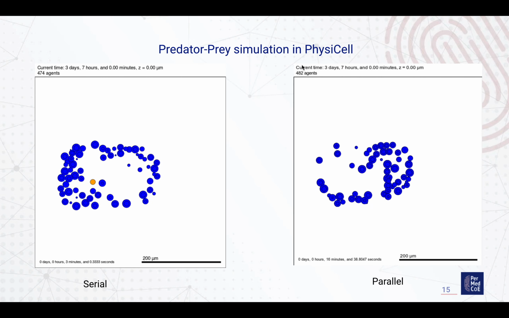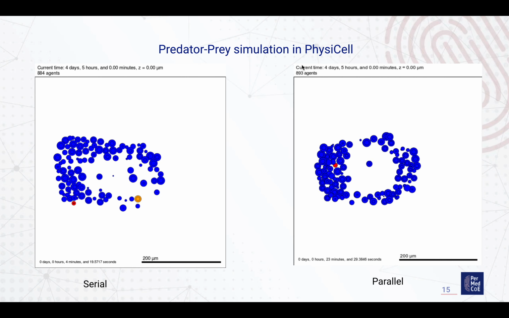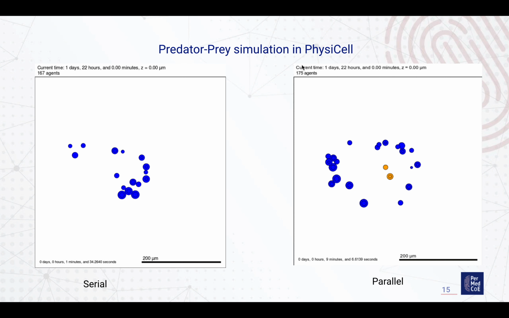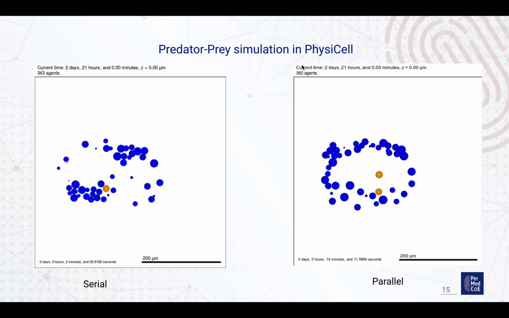The blue cells are the preys. The yellow cells are the predators. And now the simulation repeats. This is a very, very small scale simulation.